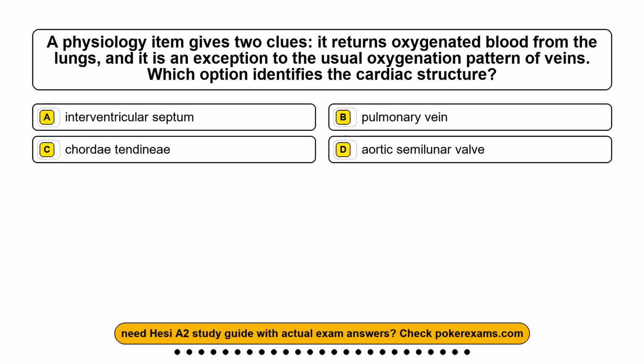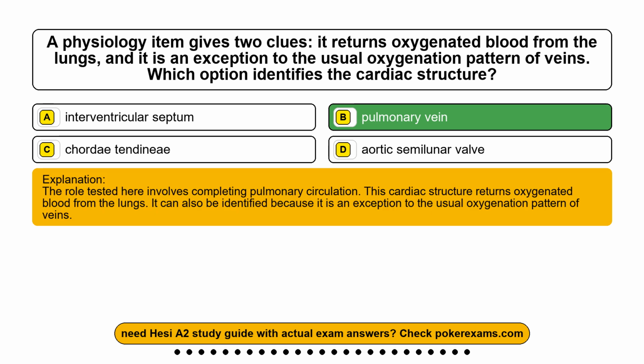Question 10. A physiology item gives 2 clues. It returns oxygenated blood from the lungs, and it is an exception to the usual oxygenation pattern of veins. Which option identifies the cardiac structure? Option A, interventricular septum. Option B, pulmonary vein. Option C, chordae tendineae. Option D, aortic semilunar valve. The correct answer is option B, pulmonary vein.